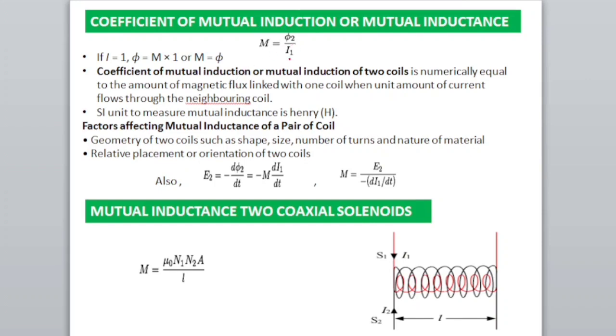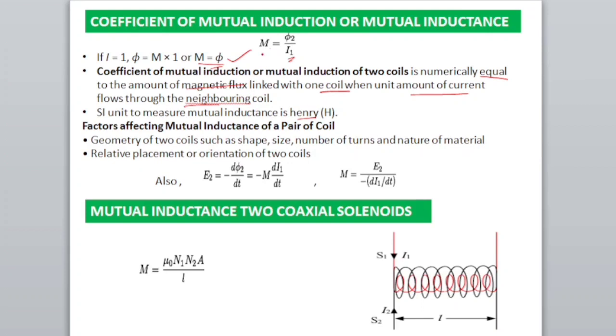What happens if I1 is 1, then M is equal to phi. So you can define coefficient of mutual induction of two coils as numerically equal to the amount of magnetic flux linked with one coil when unit amount of current flows through the neighboring coil. SI unit of this mutual inductance is also Henry.